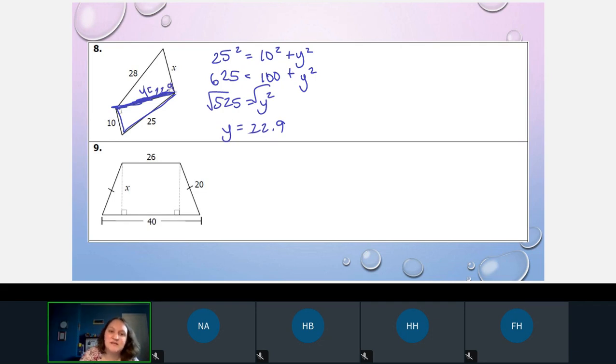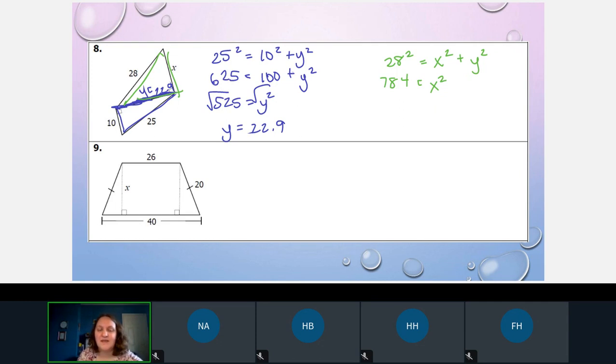I can look at the top triangle. In that top triangle, the hypotenuse is 28, and the legs are x and 22.9. And I'm not going to write 22.9. I'm going to write y squared for a moment, even though we know what y is. You'll see why in just a second. 28 squared is 784.